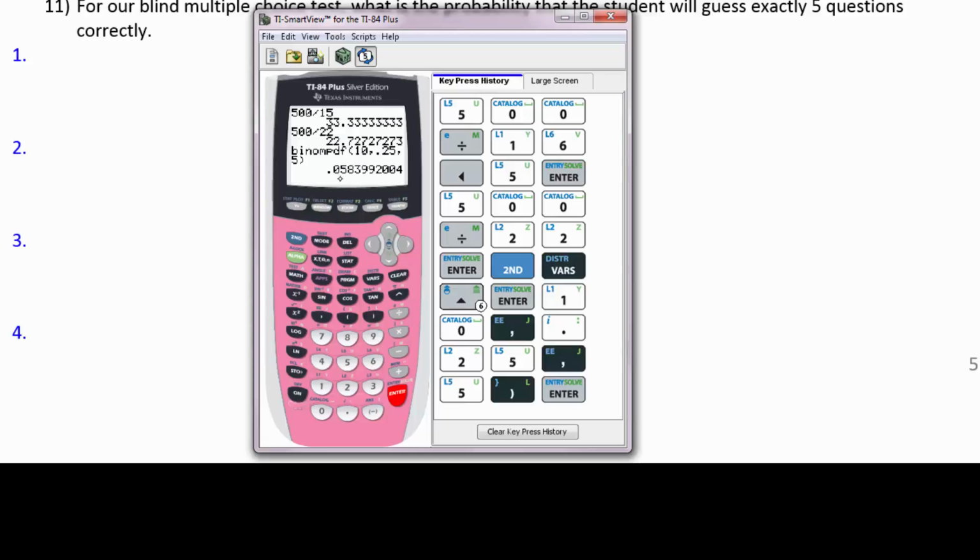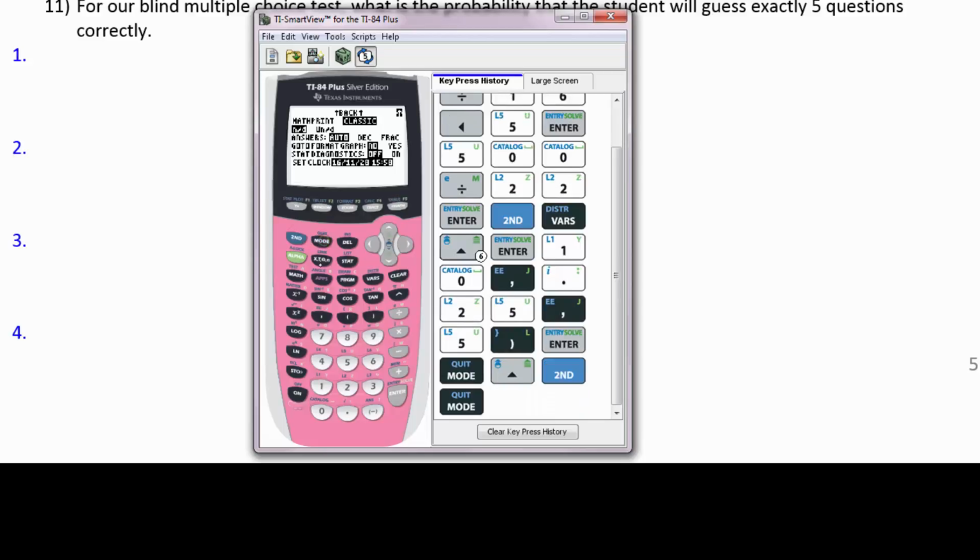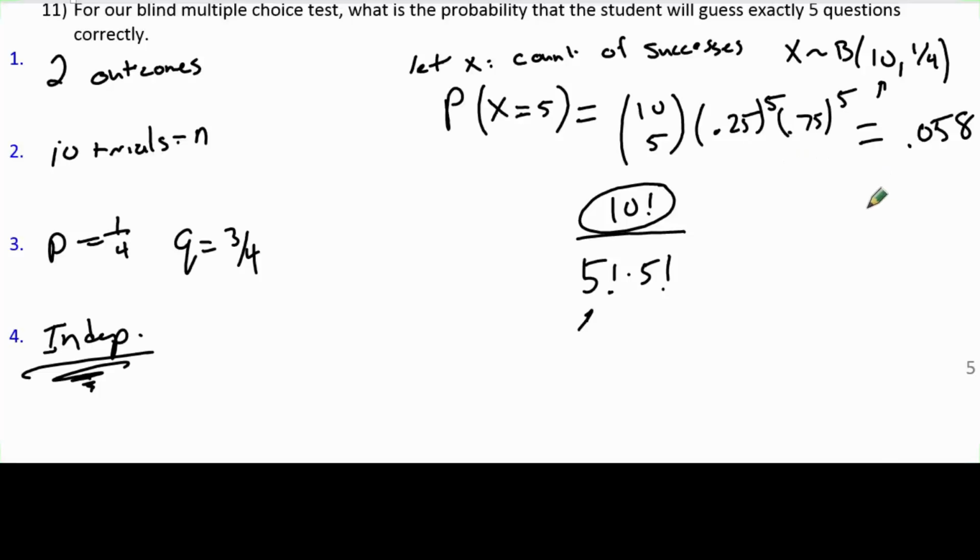I enter, and I get 0.05839. Now, if I've got my stat wizard turned on, it's a little bit easier to see, though I don't think I have the stat wizard on this calculator. The probability that this happens ends up being 0.0584, so about a 5.8% chance of success.